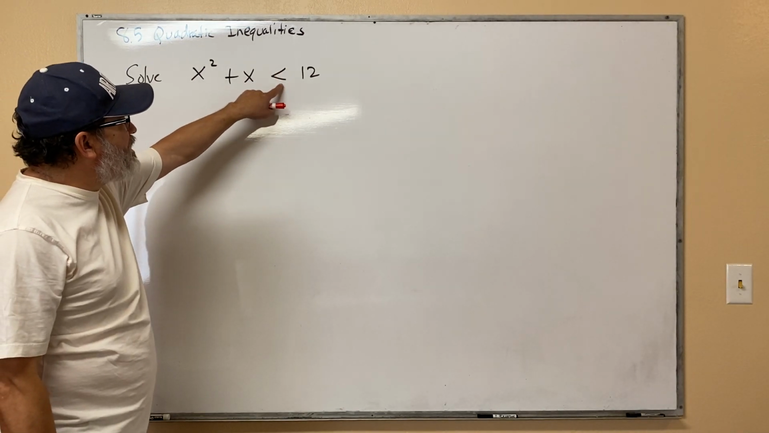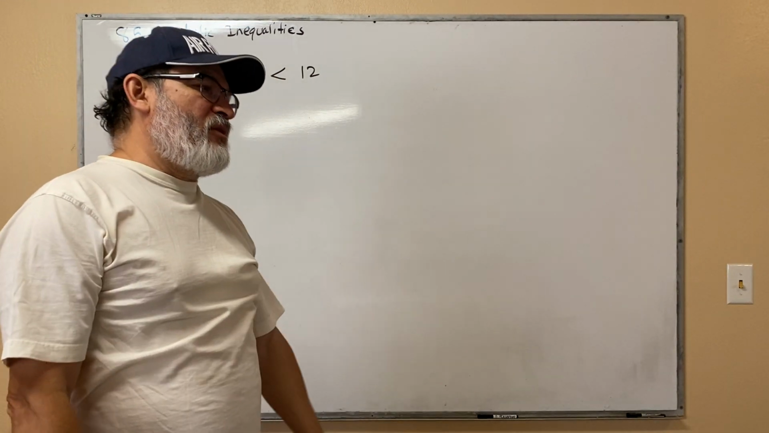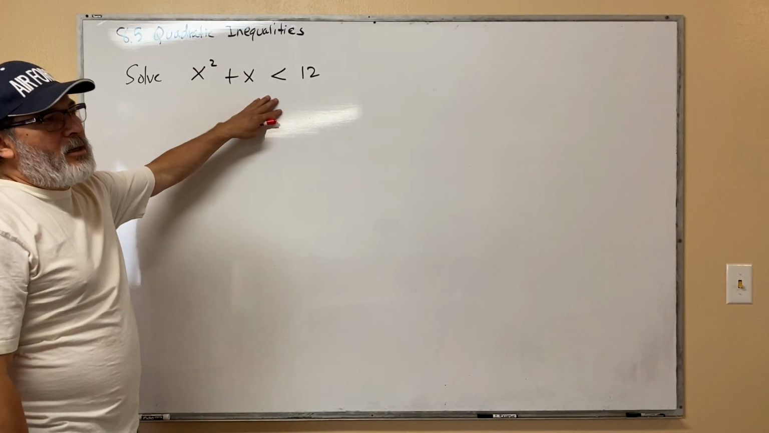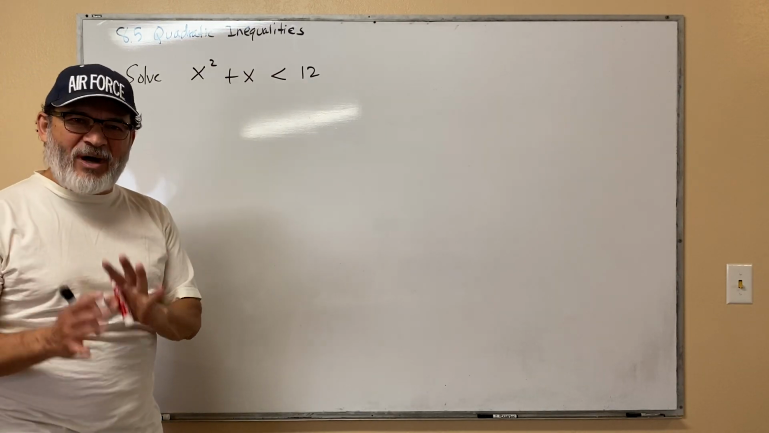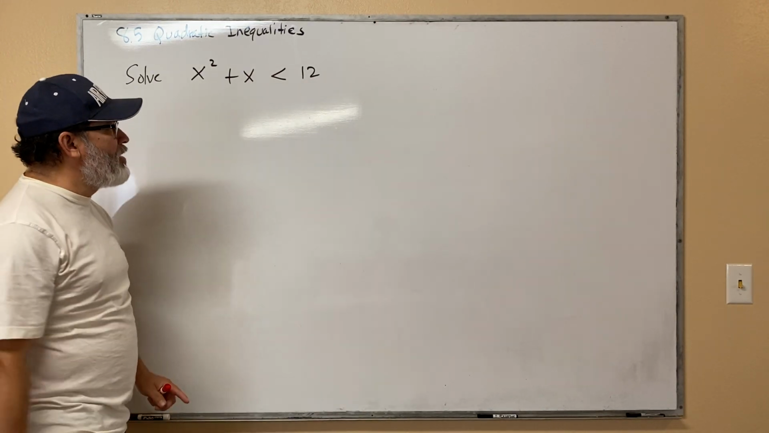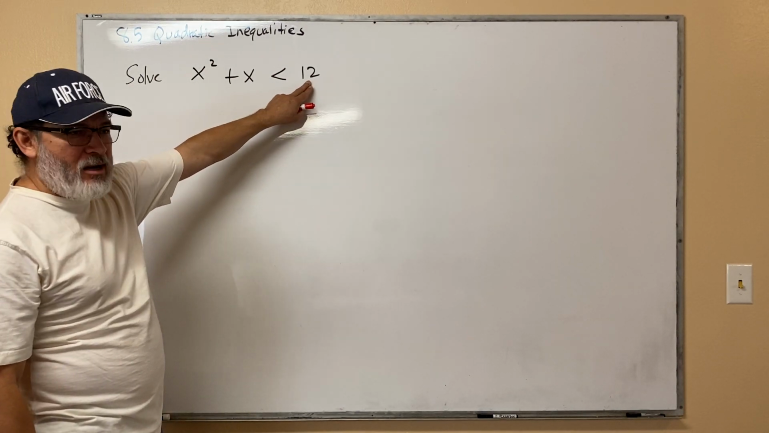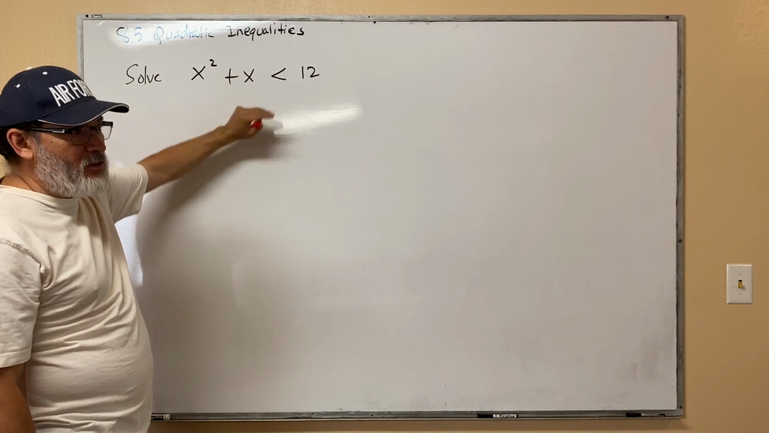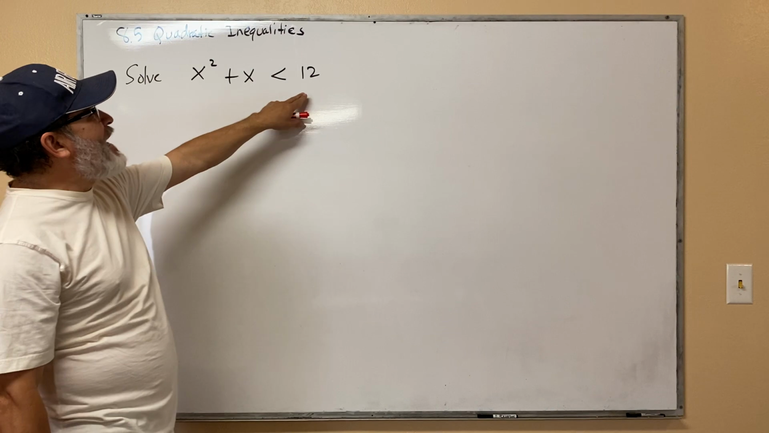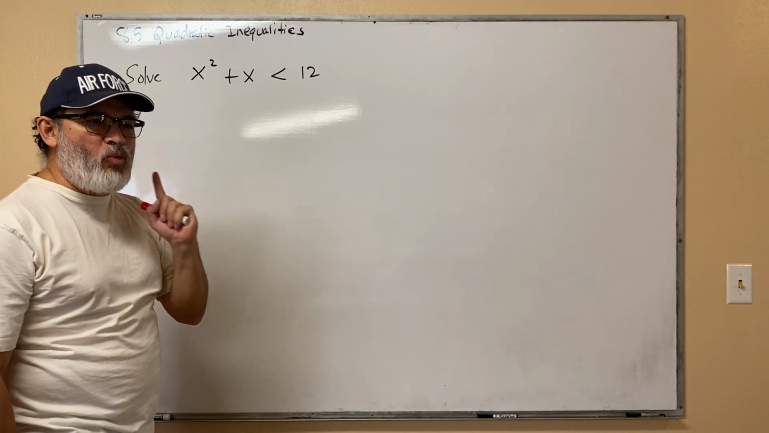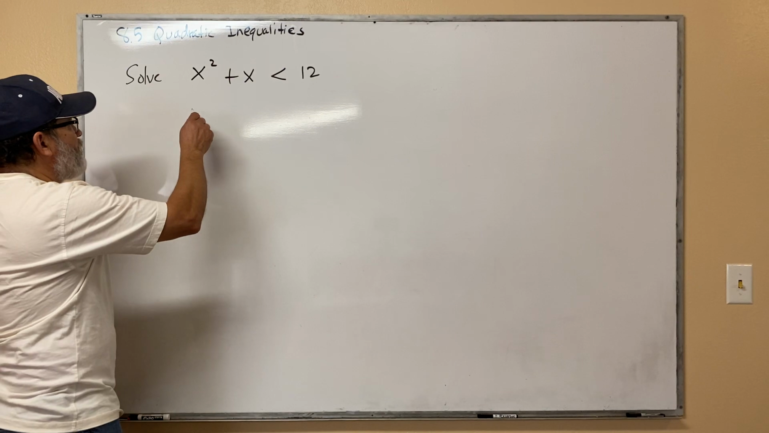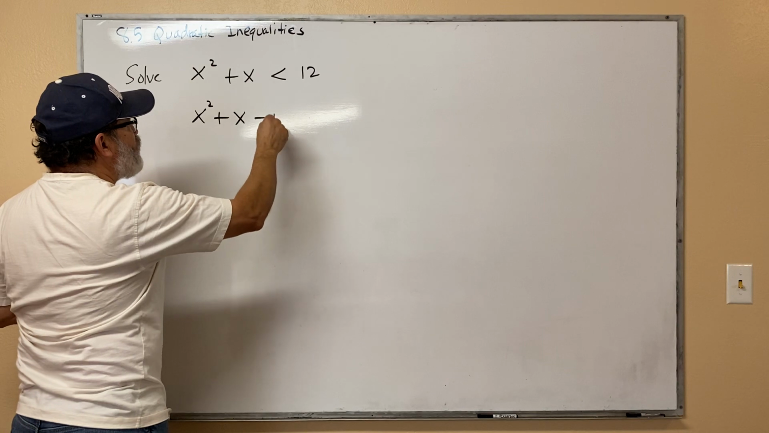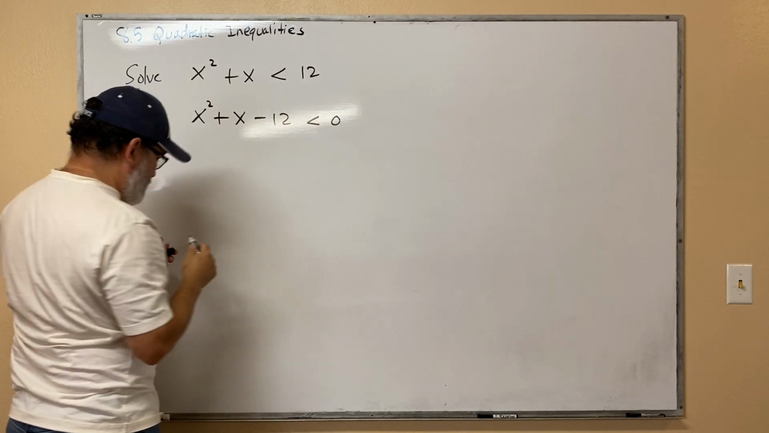This is an inequality symbol. The first thing you need to do for this one is make 0 on one side. That's the first step. I'm going to make 0 right there. Bring this 12 to the left. So we're going to make 0 on one side. Okay, no problem. X squared plus x minus 12 less than 0.